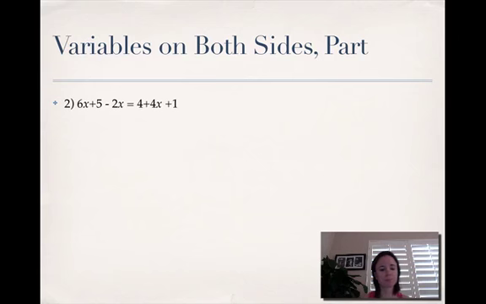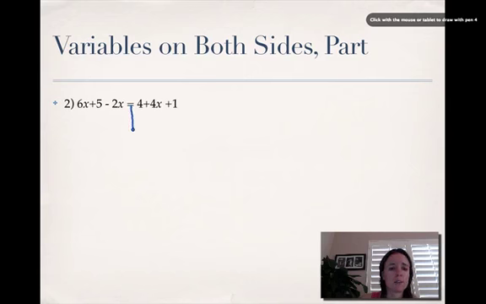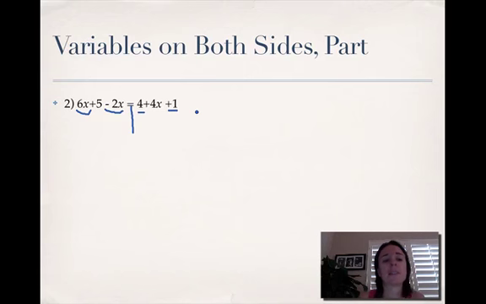Here's problem number 2. I've got 6x plus 5 minus 2x equals 4 plus 4x plus 1. So again, on the left, I've got a 6x, I've got a negative 2x. I'm going to combine those. And on the right, I've got a positive 4 and a positive 1. So I'm just combining my like terms. On the left, 6x minus 2x gives me 4x, so that plus 5. On the right, my 4 plus 1 gives me a 5 plus 4x. Some of you might be realizing already, 4x plus 5, that's the same as 5 plus 4x. We're going to pretend like it's a regular equation though.